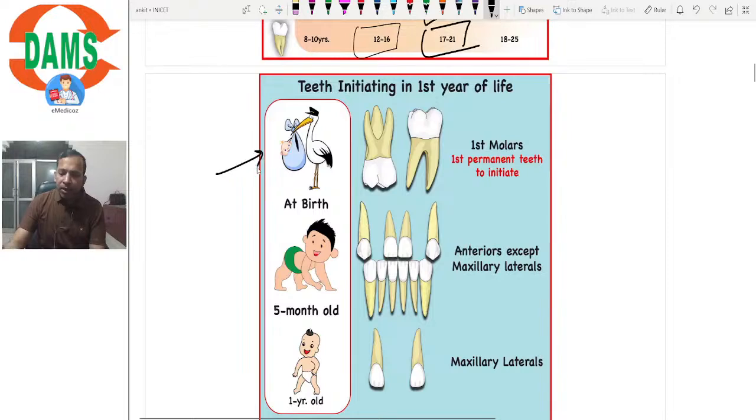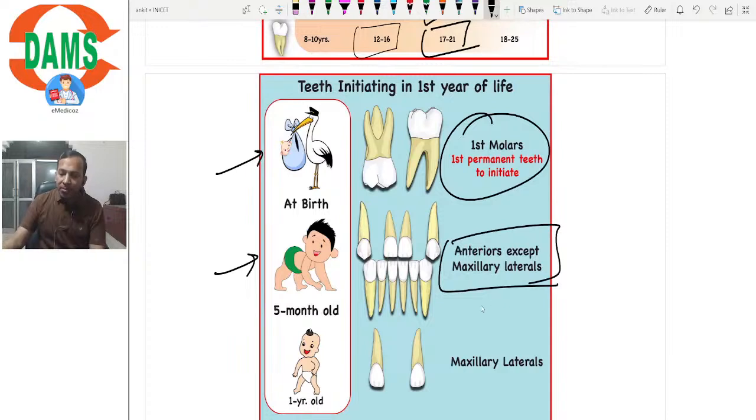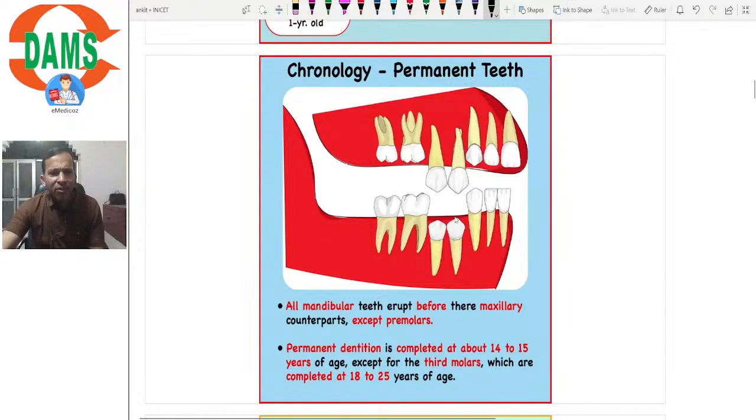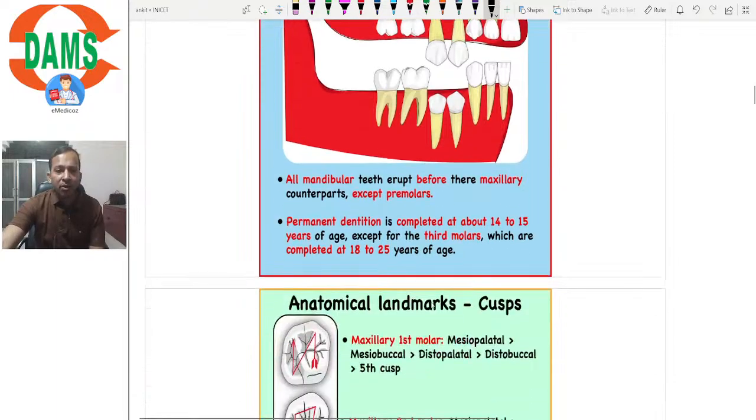ठीक है. एट बर्थ, फर्स्ट मोलर्स 5 months of age, all the anteriors except maxillary laterals. The maxillary lateral when the child is approximately 1 year old, right? तो क्रोनोलॉजी के लिए भी वही मैंने थोड़ा बहुत वापस से बता दिया था आपको. परमानेंट डेंटिशन इज कंप्लीटेड अबाउट 14 to 15 years. 13 years पे आपका सेकेंड मोलर्स इरप्ट हो जाते हैं. रूट कंप्लीट हो जाएगी अप्रोक्सीमेटली 15 to 16 years of age पे. तो बाय दैट टाइम परमानेंट डेंटिशन इज एस्टैब्लिश्ड एक्सेप्ट फॉर दी थर्ड मोलर्स. तो थर्ड मोलर्स अप्रोक्सीमेटली 18 to 25 years पे इरप्ट हो जाता है.